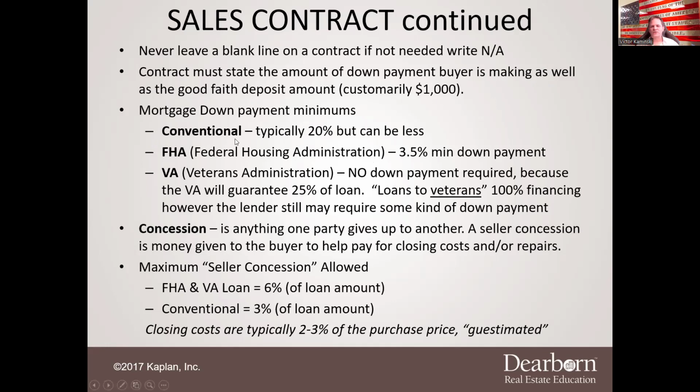Your typical conventional loan could require 20% or more, sometimes less. I've had conventional loans that only required 3% down payment before. An FHA loan has a minimum down payment requirement of 3.5%. It used to be 3%. Then President Obama raised it to 3.5%. And then after his reelection, he raised it back up to 3.5% again.